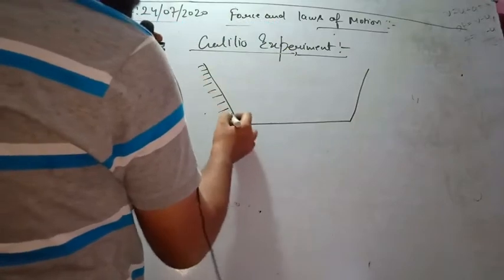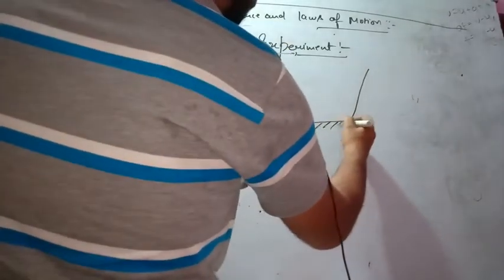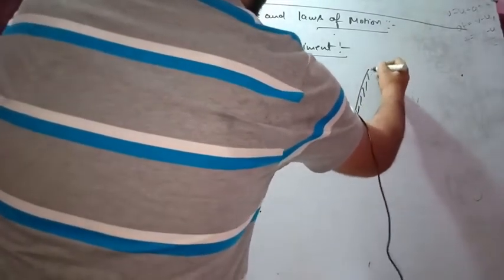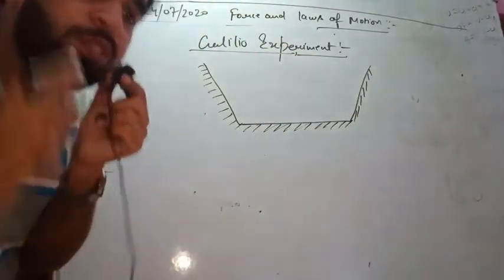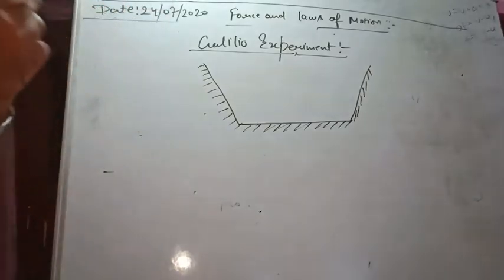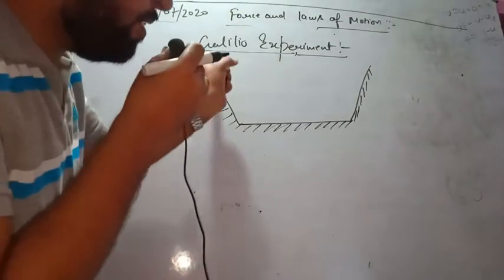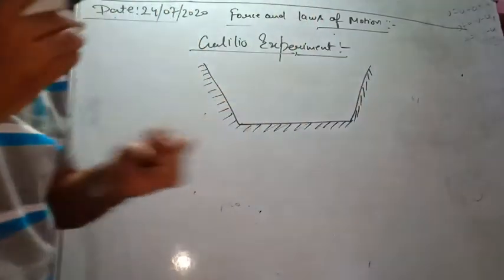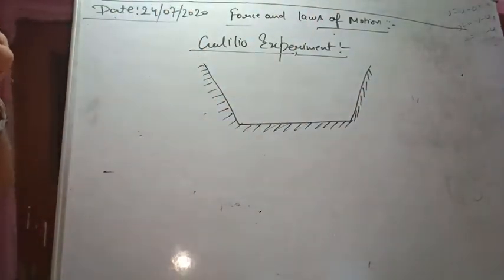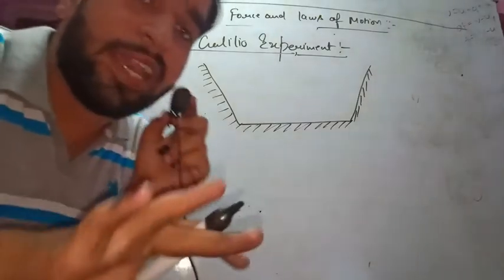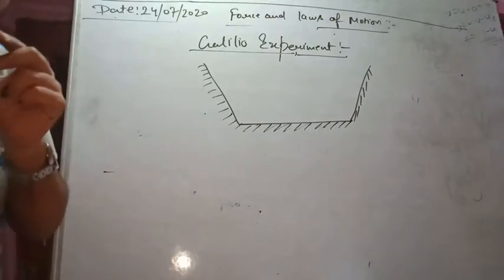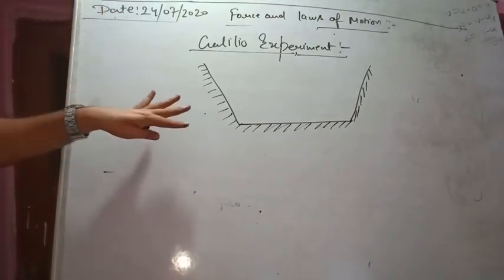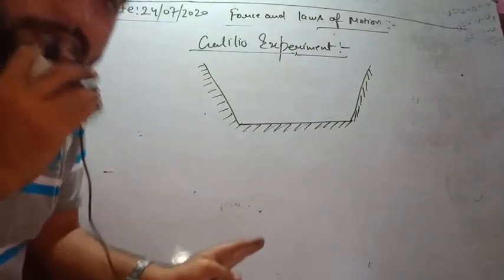The surface which currently I have drawn is a frictionless surface. What is the meaning of frictionless surface? The meaning is that no force will be available to resist the motion of the object once it moves on this frictionless surface. What is the role of friction? The role of friction is to oppose the direction of motion. This is what you have studied in your previous classes. It always resists the motion of the object.